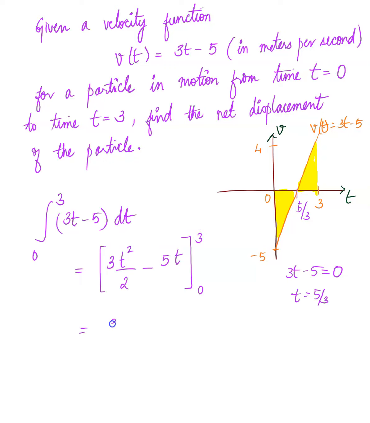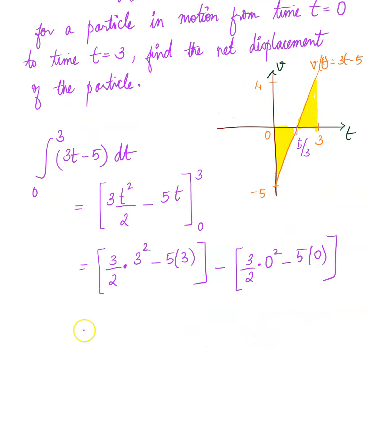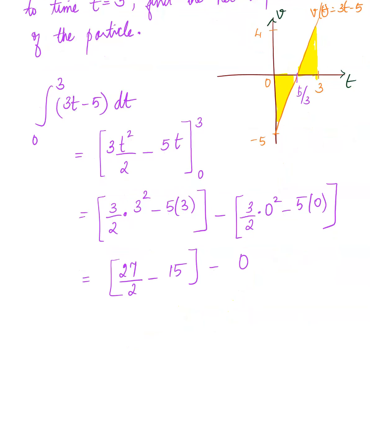Cool. So 3 over 2, 3 squared, right, minus 5 times 3. So upper limit, sorry, minus the lower limit. So 3 over 2 times 0 squared minus 5 times 0. Upper limit minus the lower limit. That's going to be 3 cubed over 2, so 27 over 2 minus 15 minus 0. All right, so use the LCD, clean this up.